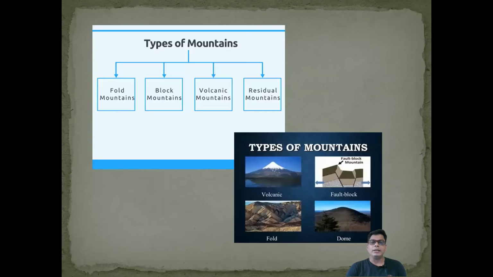Next slide: the types of mountain. What are the types of mountain? They are fold mountain, block mountain, volcanic mountain and residual mountain. Perhaps you can see behind me some pictures of the types of mountain. This is the volcanic mountain, this is the fold mountain, and this is the block mountain. One by one we have to discuss them in this video.